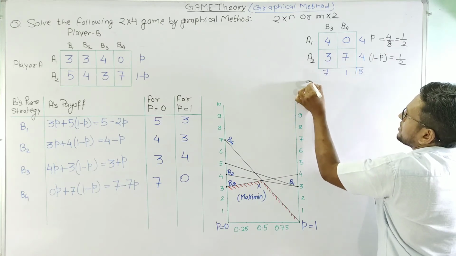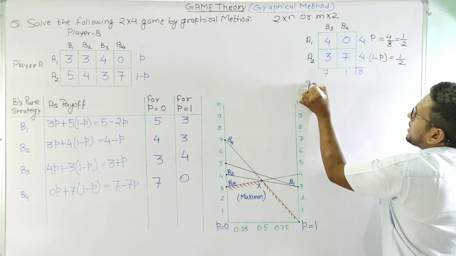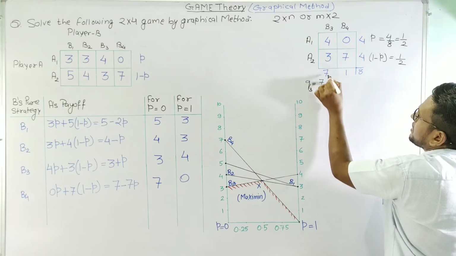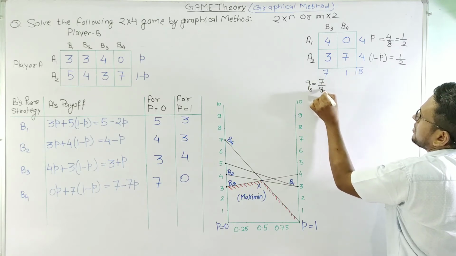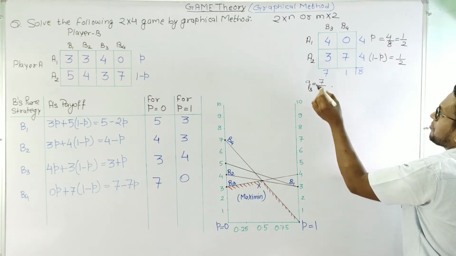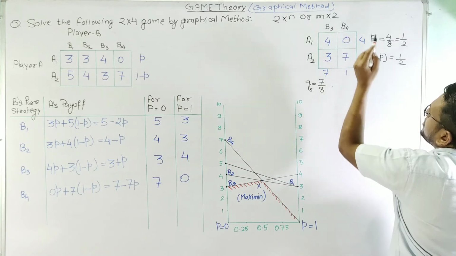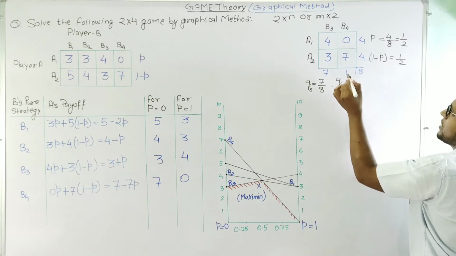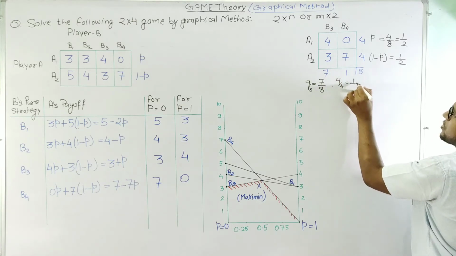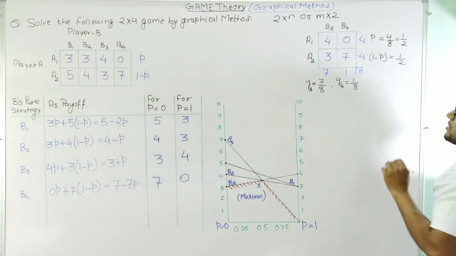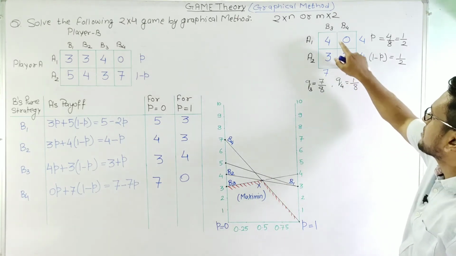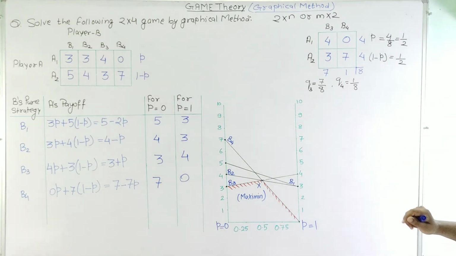Similarly we will find out the probabilities of player B playing strategy B3 and B4. Let Q3 be the probability of player B playing strategy B3. This is equal to 7 divided by 7 plus 1, which is 7 by 8. Similarly, the probability of player B playing strategy B4 is Q4, and this is equal to 1 divided by 7 plus 1, which is 1 by 8. This is the proportion of time player B will play strategy B3 and B4 respectively. Now let us calculate the value of the game here.